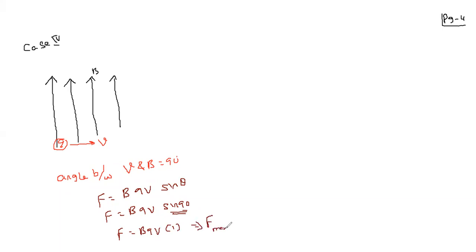F is equal to BQV. Very important. If any particle enters a magnetic field exactly perpendicular, it takes a circular path. I'll explain it using the left hand rule.